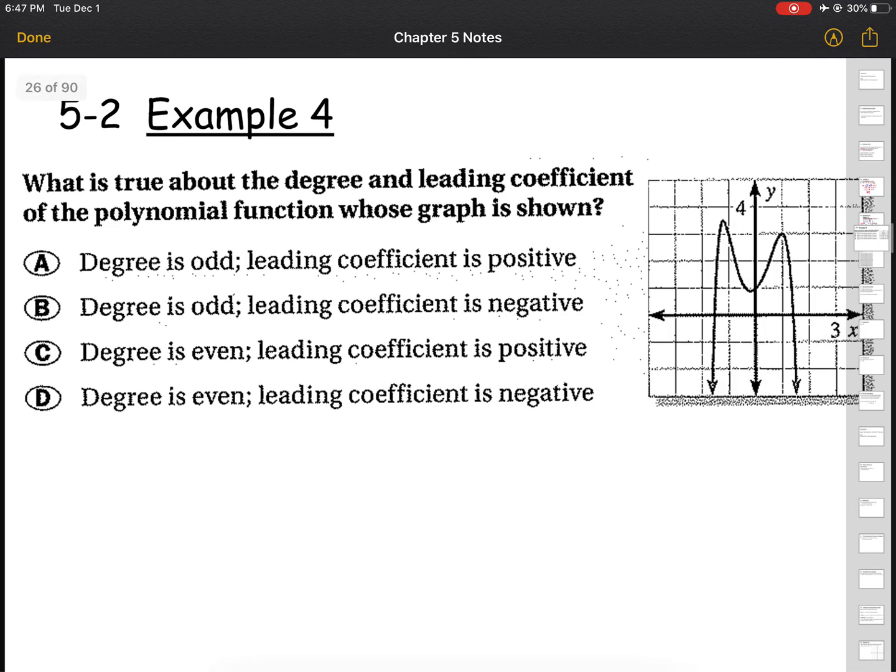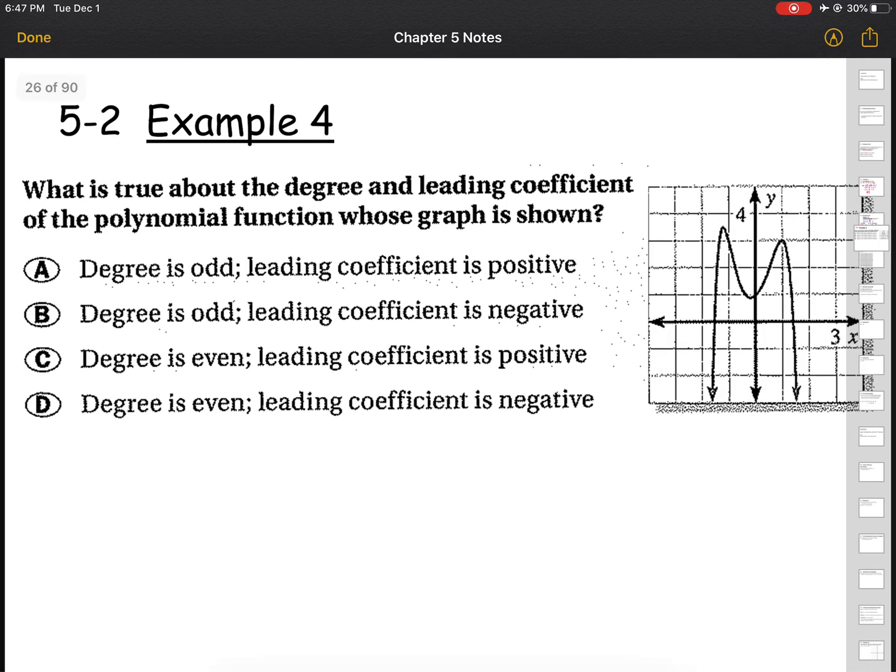So for example here, this is kind of a test prep question. What is true about the degree and leading coefficient of the polynomial function whose graph is shown here? Just by looking at that, it is a hill-shaped kind of graph. No S shape or snake shape going on, and it's upside down like a hill as opposed to the U shape.